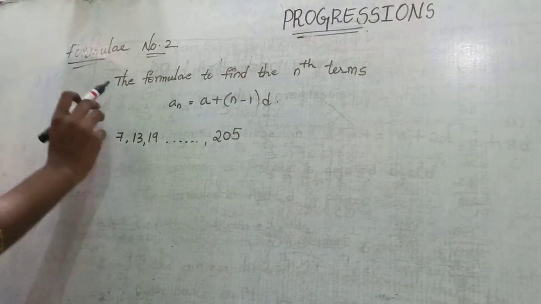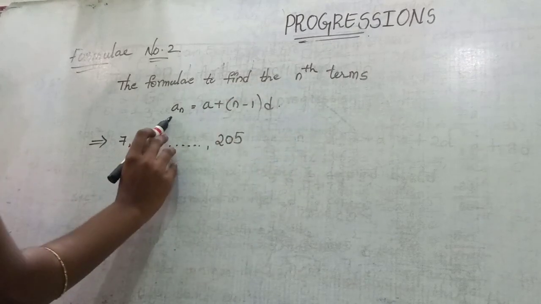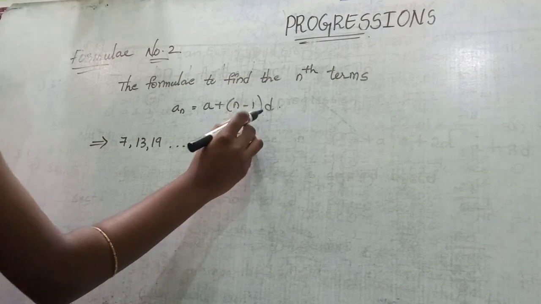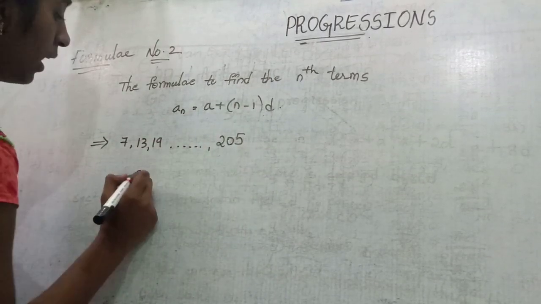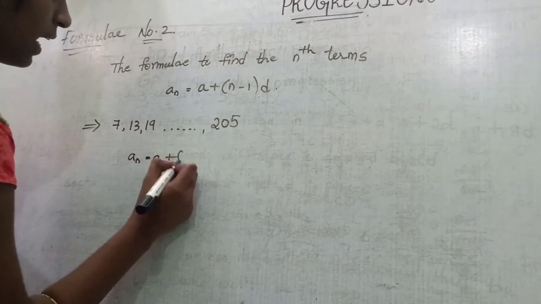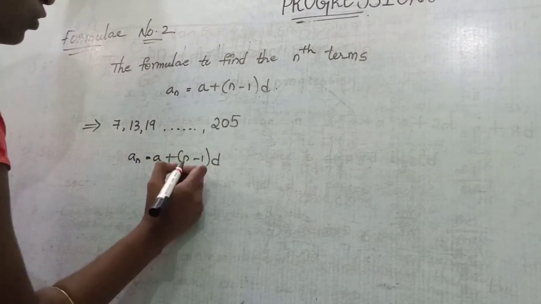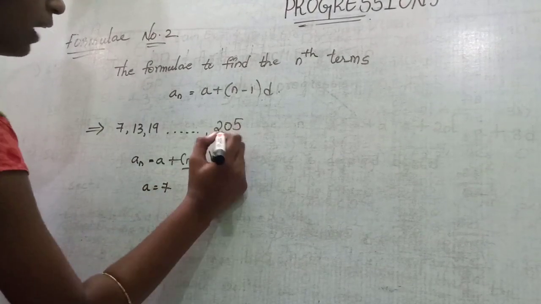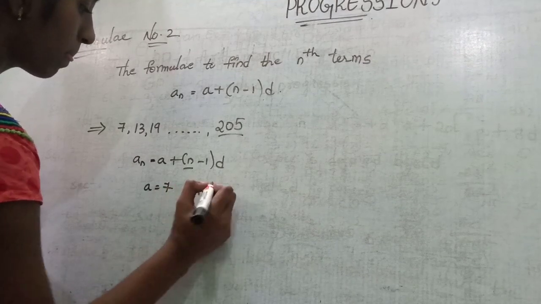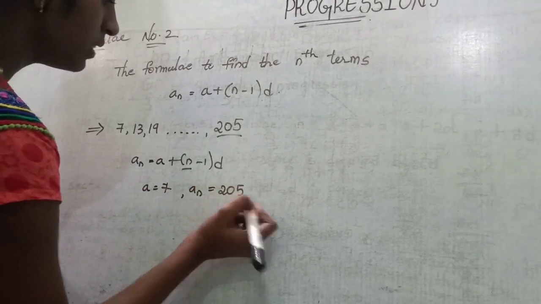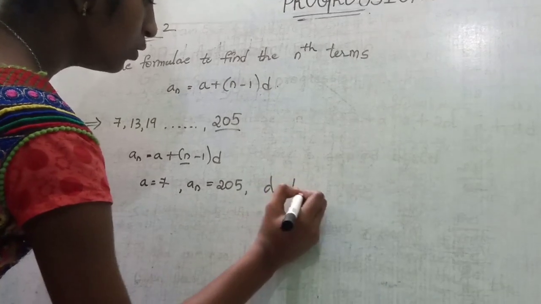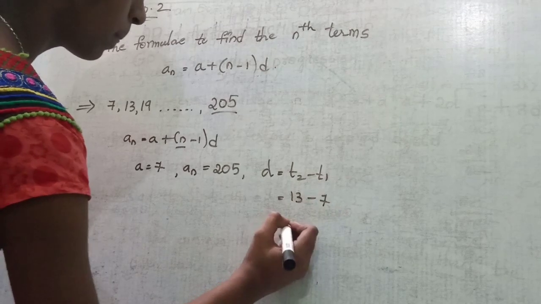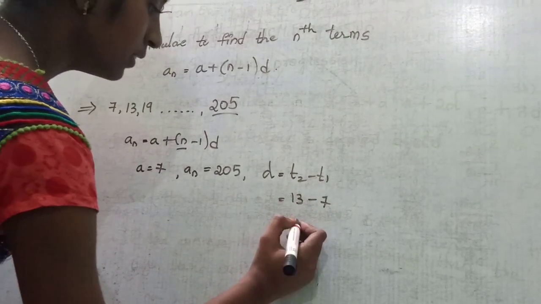Formula number 2. The formula to find the nth term is an is equal to A plus n minus 1 into D. Now, based on this formula, we will do one sum. Here, an is equal to A plus n minus 1 into D. We don't know n. Now, A is equal to 7. An means 205. D means T2 minus T1, that is 13 minus 7, 6.